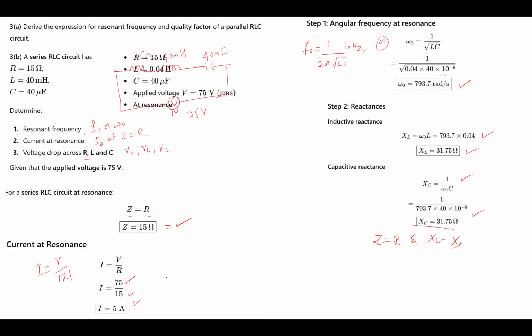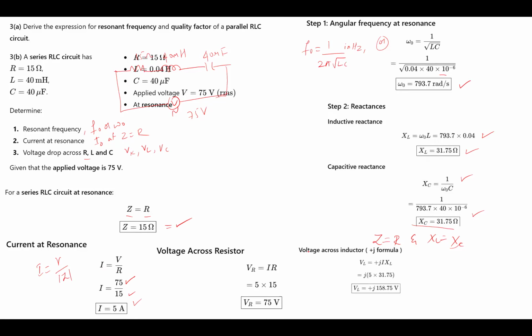So the current at resonance is finished. Next, the voltage across R is given by I into R. You know I and R, so you get 75 volts. The voltage across the inductor is given by plus j I into XL. You know the value of I and XL, so substituting, you get plus j158.75 volts. Similarly, VC is minus j I into XC, that is, minus j 5 into 31.75, and you get 158.75 volts. This is about your series resonant circuit.